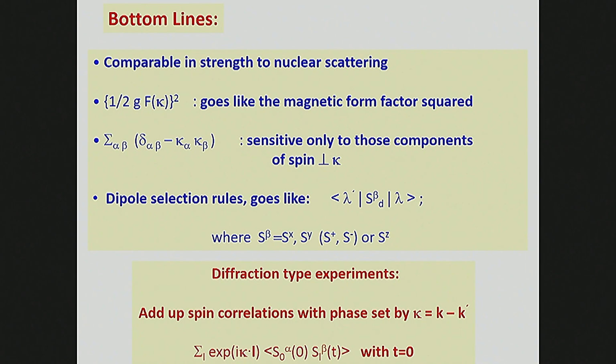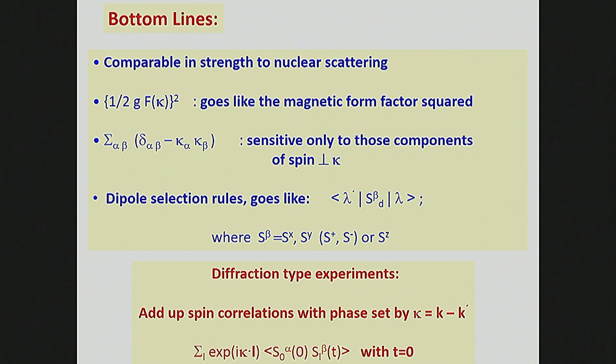You've got this polarization term that I just talked about. You're only sensitive to those components of magnetic moment which lie in a plane perpendicular to the momentum transfer. And we're going to have matrix elements that look like spin operators taken between the states of your sample, okay? And that's where the physics can come in. But the only spin operators you can have are SX, SY, and SZ, and that's because they're dipole allowed spin operators, okay? So these can also be S plus, S minus, and SZ.